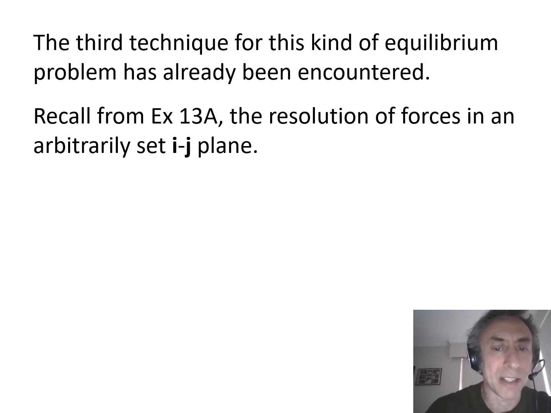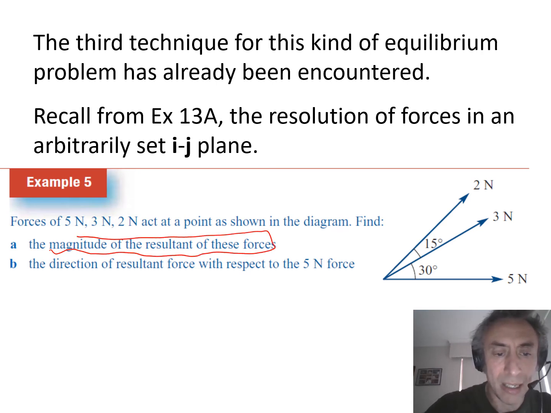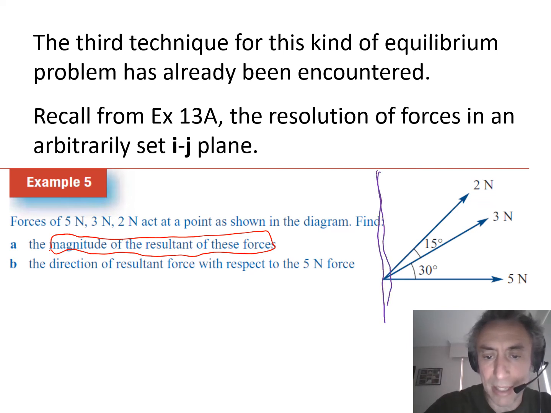So just to refresh your memories, this was an example that we had right at the start of this unit. Those three forces clearly do not result in a particle being in equilibrium, but we could actually use that technique to work out the magnitude of the resultant force. How can we do that? Well, there's our y-axis. There's our x-axis that will align with the 5 Newton force.